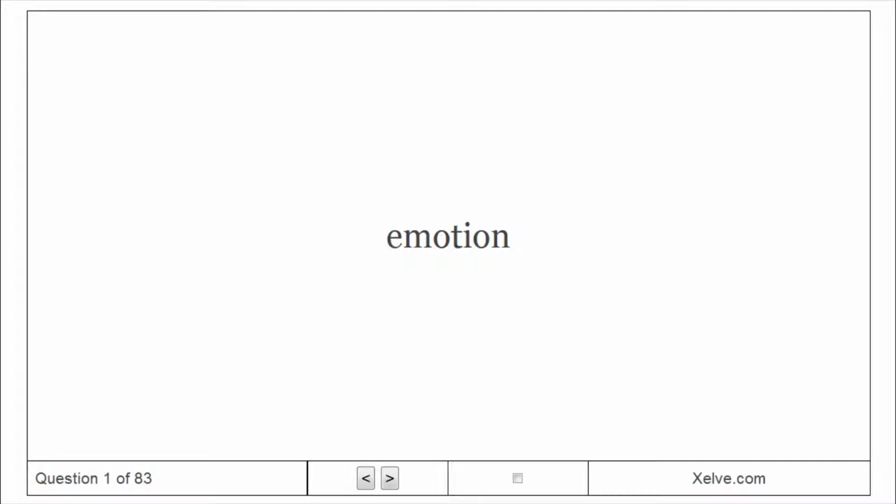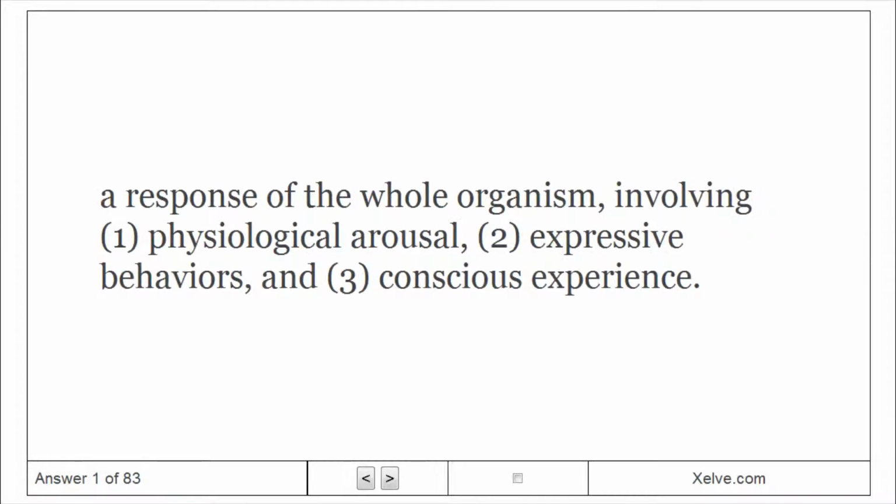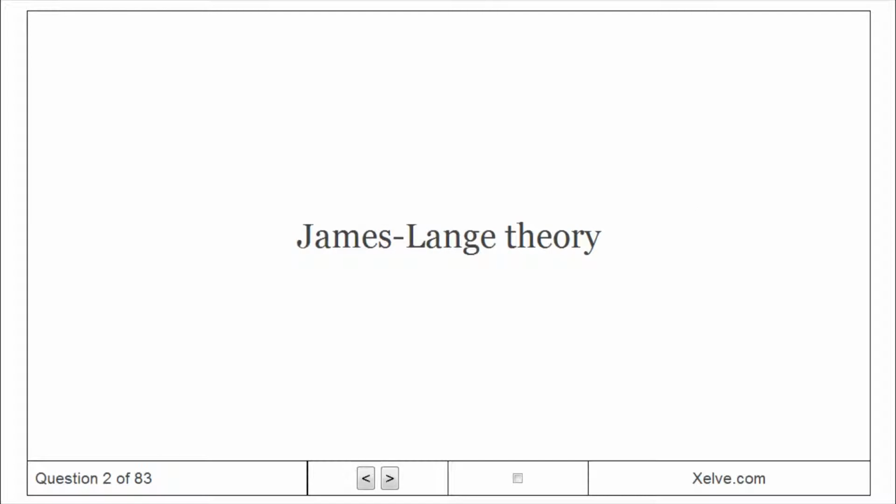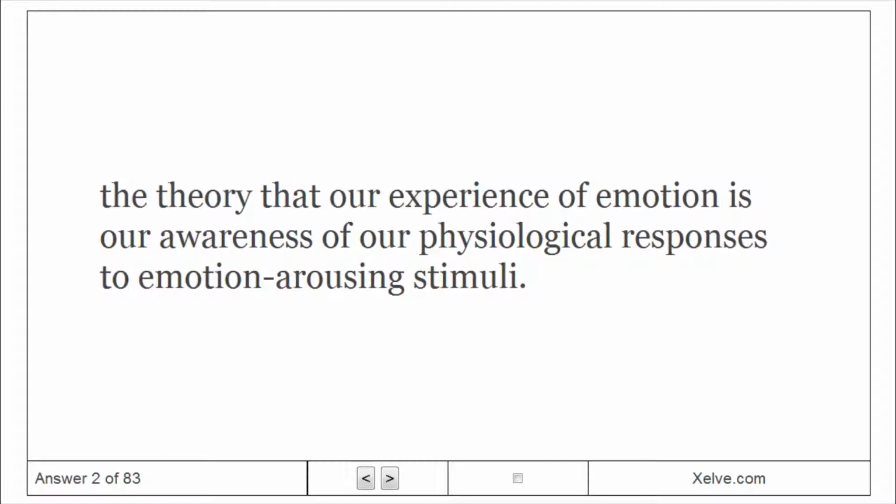Emotion. A response of the whole organism, involving physiological arousal, expressive behaviors, and conscious experience. James-Lange theory. The theory that our experience of emotion is our awareness of our physiological responses to emotion-arousing stimuli.